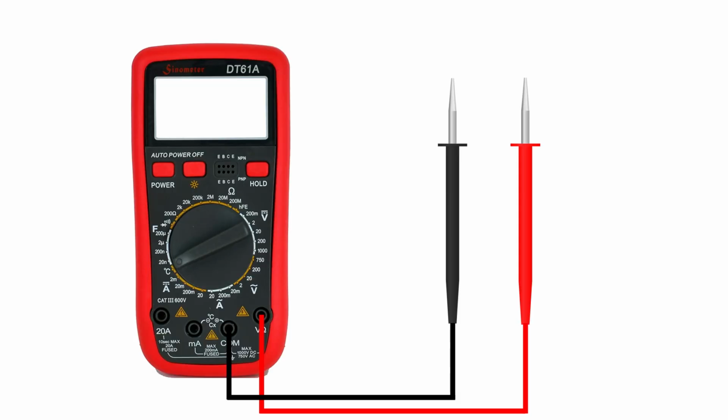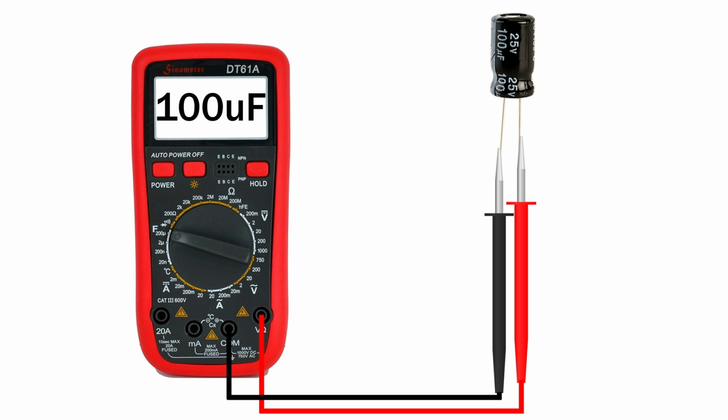Capacitance mode. Set the multimeter to capacitance. Connect probes to the capacitor leads. Reading should be close to the capacitor's rated value printed on the body. If way too low, the capacitor is degraded. If it shows 0 or doesn't settle, it's a bad capacitor.